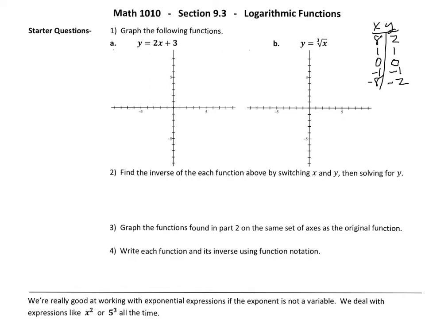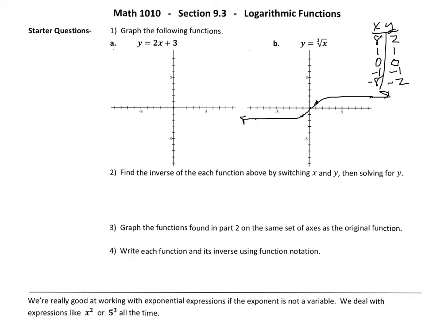So we have 8 and 2, and I'm going to kind of guess here. 1 and 1, 0 and 0, -1, -1, and -8 and -2. So cube root looks something like this. Wow. From the new century. I remember. All right, now if we want to find the inverse functions, how do you find the inverse?